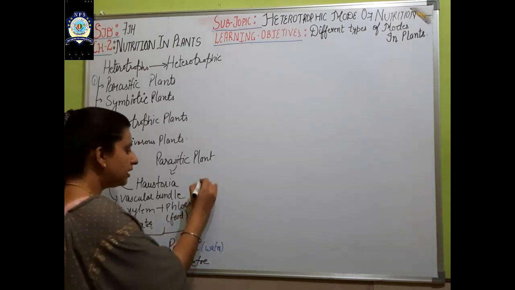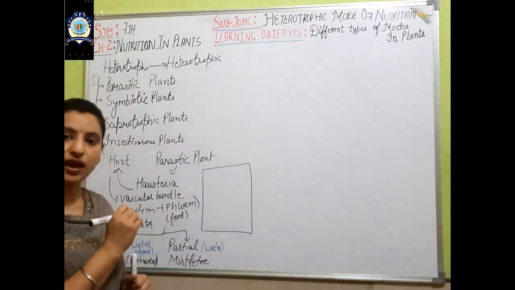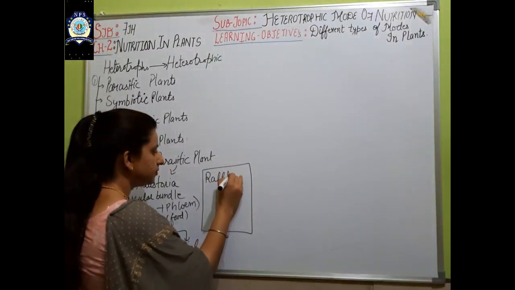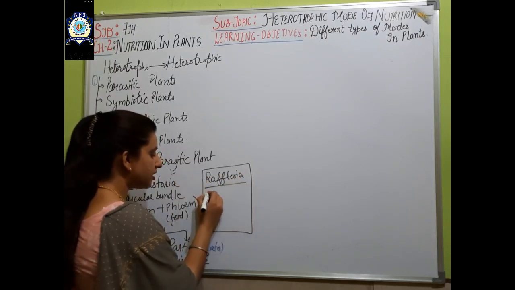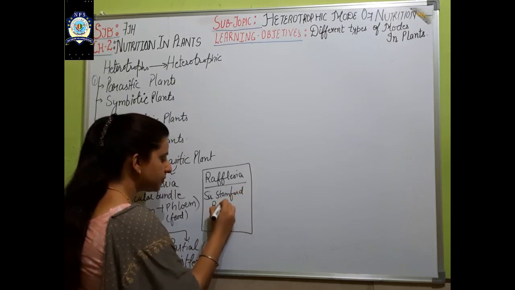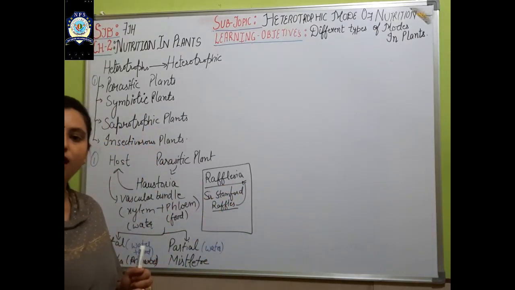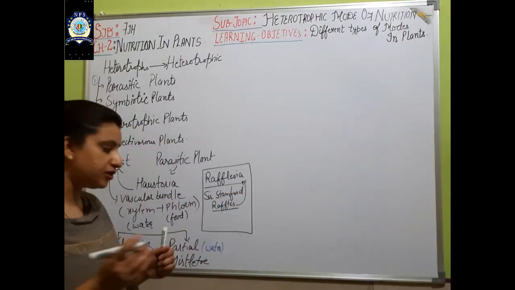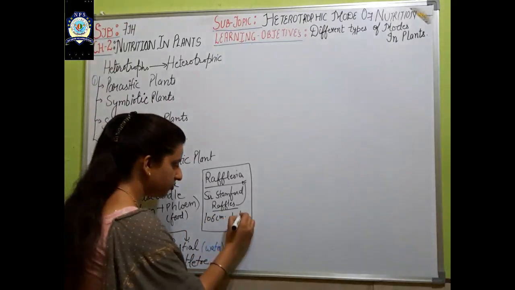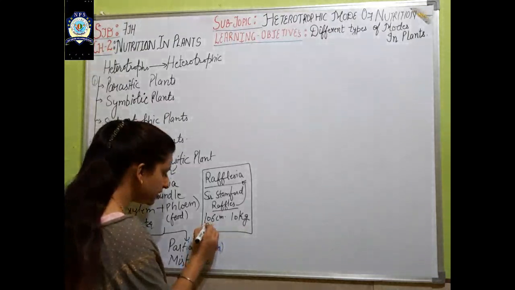Now there is one largest parasitic plant which has the largest parasitic flower, and that is Rafflesia. This Rafflesia was discovered by Sir Stamford Raffles, and due to Raffles the name Rafflesia was assigned. This flower has a diameter of up to 106 centimeters and it can weigh up to 10 kg. Such a big flower it is, but it smells so bad, it smells like rotten meat.